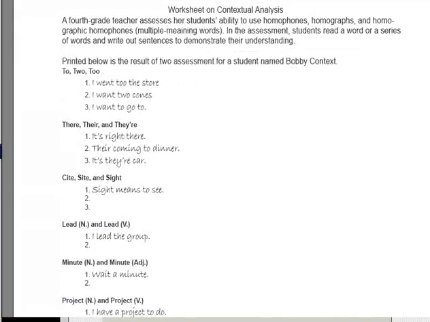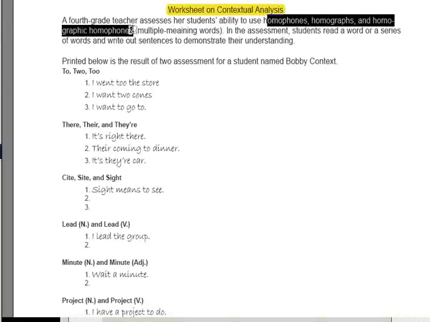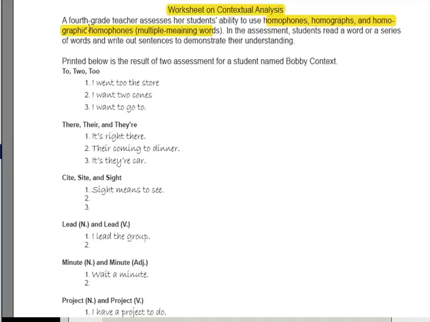Once again, I wanted to review two things with you: the different types of contextual vocabulary words that you need to know, including homophones, homographs, and homographic homophones, which are multiple meaning words. The term that I used in class for the homographic homophone is simply homonym. I'll show you where the homonym is. So I'd rather use that, to be honest with you, than homographic homophone.